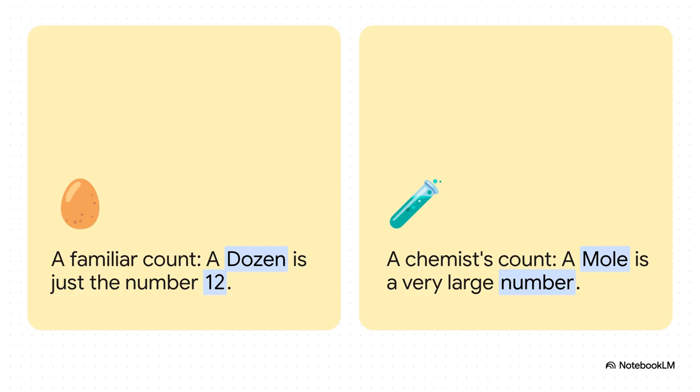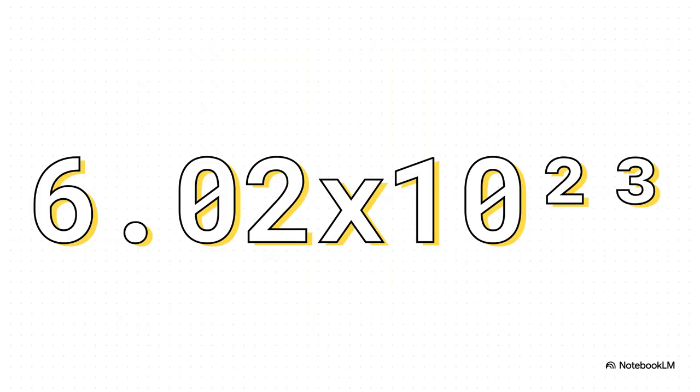And look, I know the name sounds a little weird, but don't let it throw you. A mole is just a word that means a number. It's exactly like how a dozen means 12. You have a dozen donuts, you have 12 donuts. A chemist has a mole of atoms. They just have a specific, and yes, very, very large number of atoms. And this is that number. It's called Avogadro's number. Just look at it.